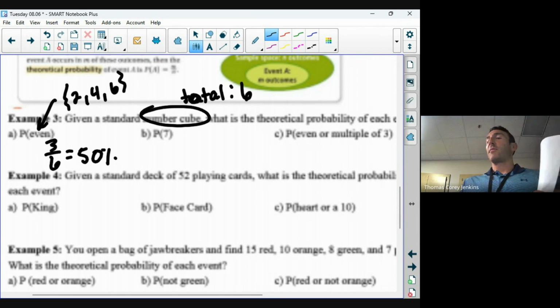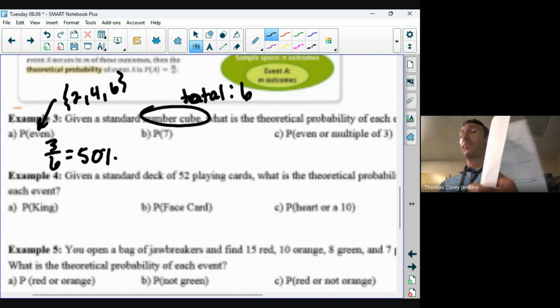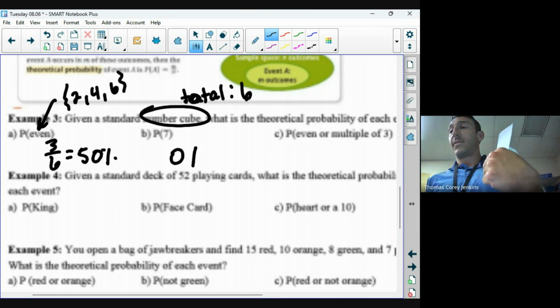Okay. What about the probability of a 7? Am I going to roll a 7? Nope, that's going to be 0, right? There are no 7s in our sample space, so that would just be impossible.